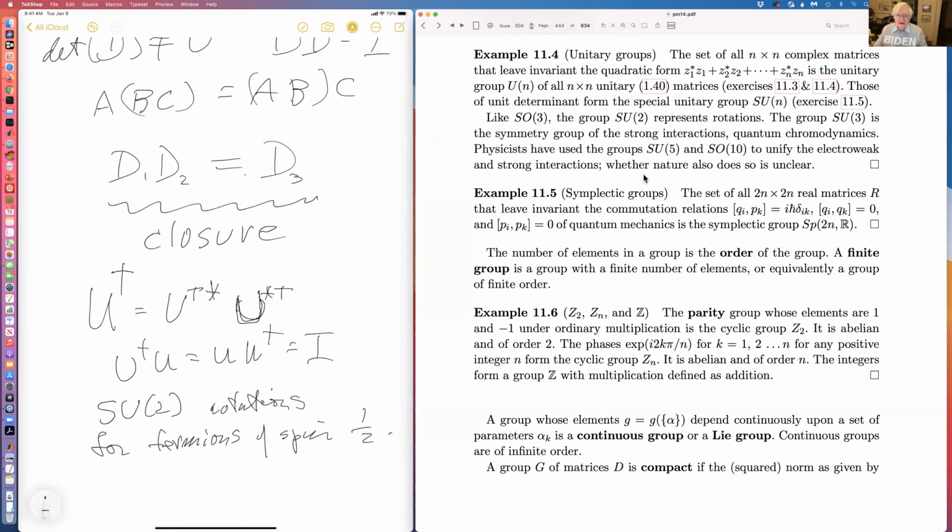In the past 40 or 50 years, well, maybe not quite that long, the groups SU(5) and SO(10) have been used to unify the electroweak and strong interactions. This is called grand unification. Whether it actually is true in nature is still unclear.